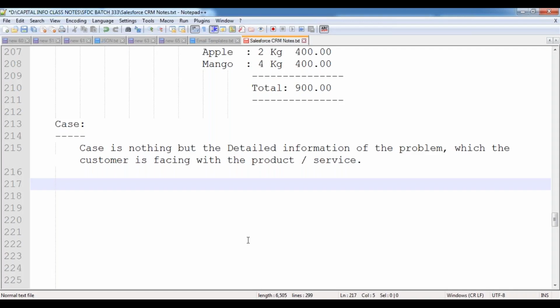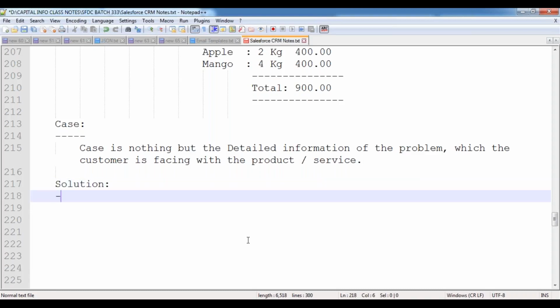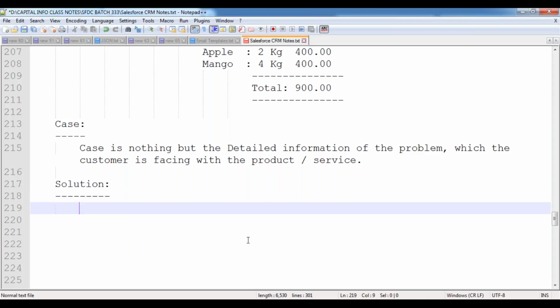Now, as an organization, what do we need to do over here? We need to provide the solution. As an organization, it is my responsibility to provide the solution for that problem. So we need to resolve the customer problem by giving the proper services. We have to always give very quality services to our customers.